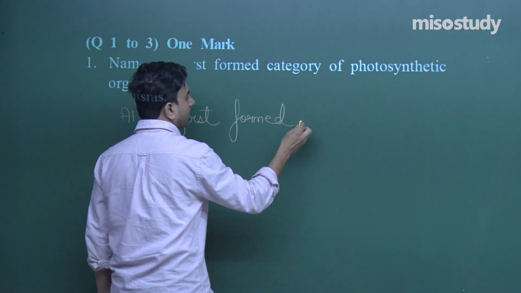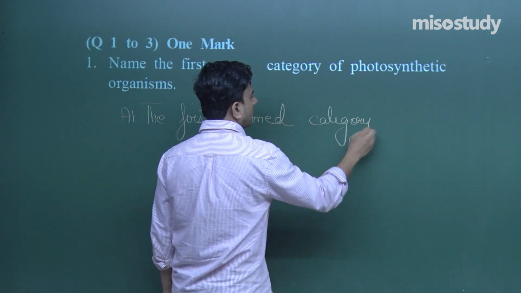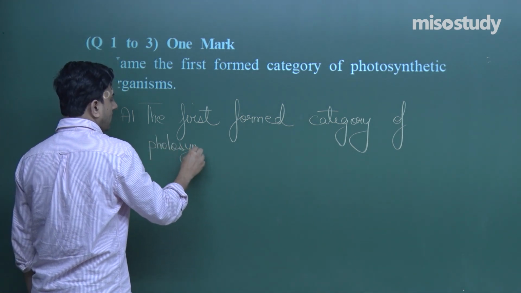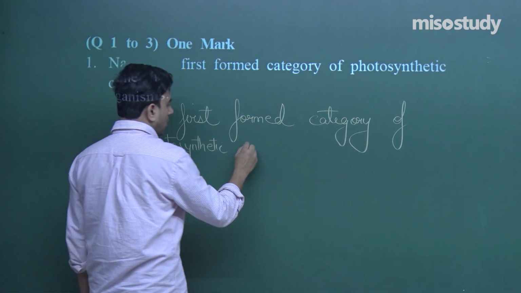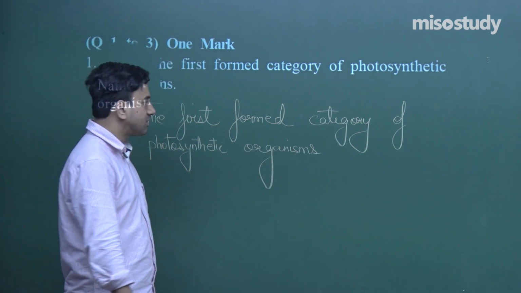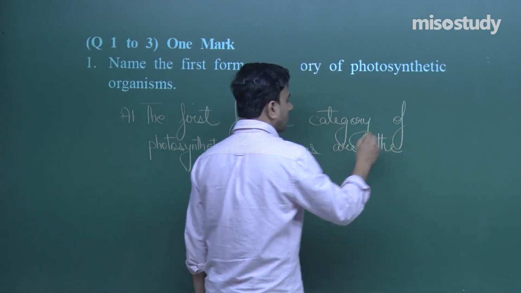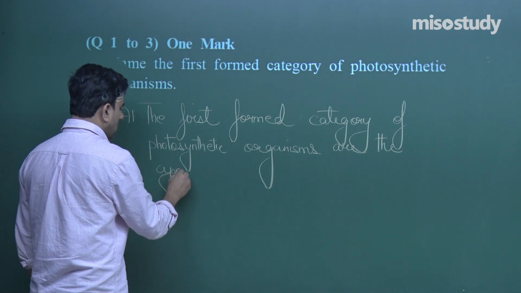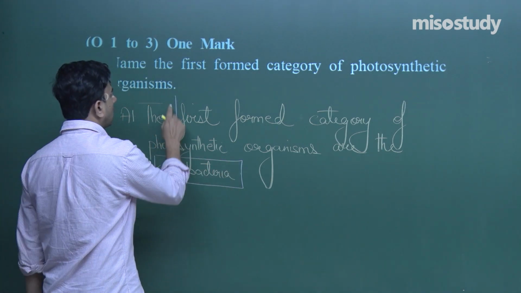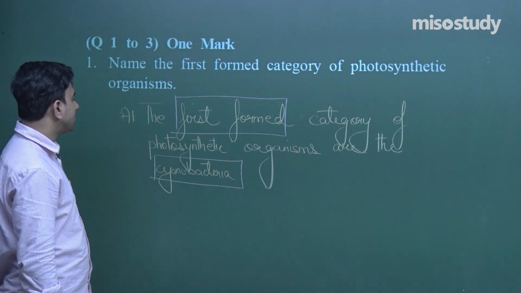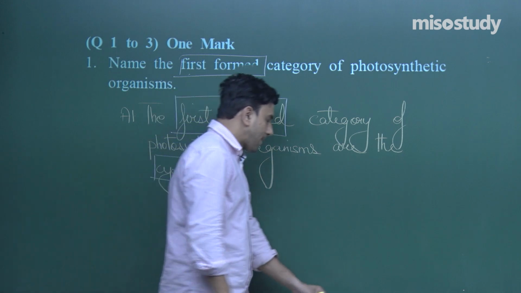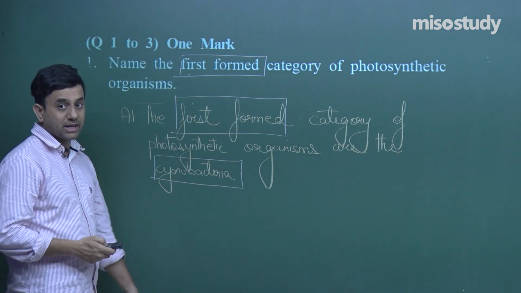The first form category of photosynthetic organisms are the cyanobacteria.